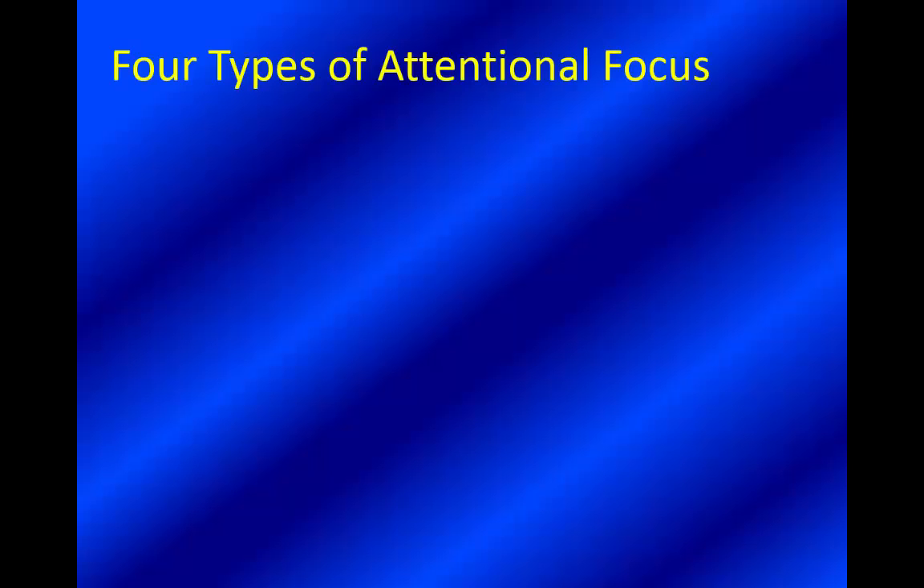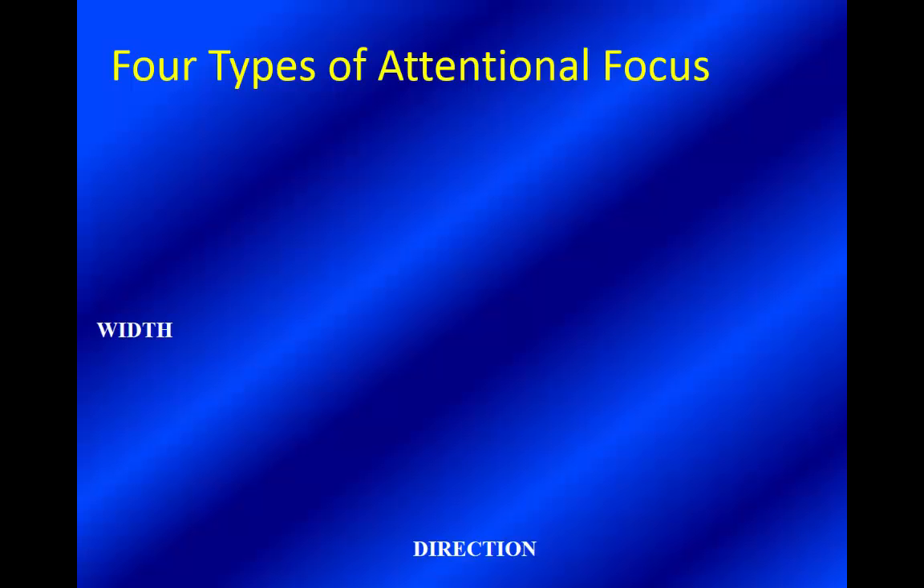A broad attentional focus allows a person to perceive several occurrences simultaneously. A narrow attentional focus occurs when you respond to only one or two cues. An external attentional focus directs attention outward to an object, and an internal attentional focus is directed inward to thoughts and feelings. Again, these are pictorial examples of the 4 types of attentional focus.